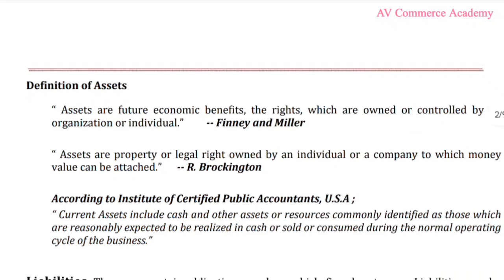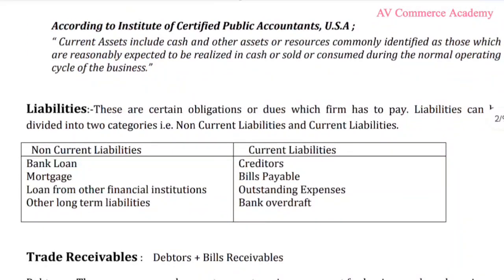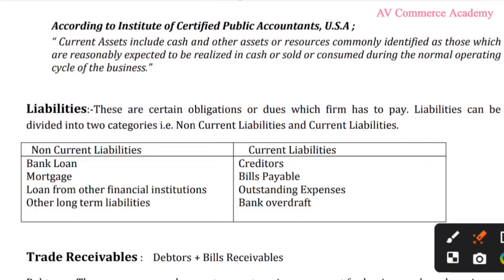And next, here are some liabilities. What do you mean by liabilities? First we learned about assets, now next is liabilities. Liabilities are nothing but what the company owner has invested in the company, and we call that liabilities. First one is non-current liabilities. Second one is current liabilities.